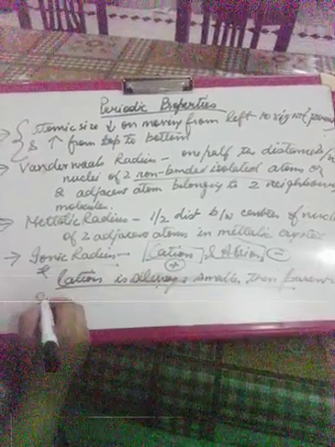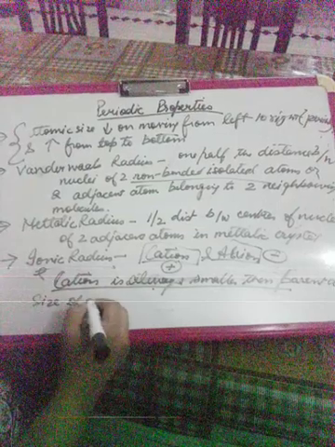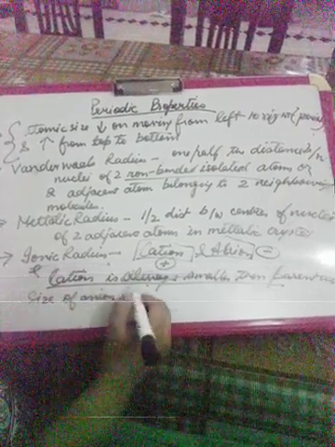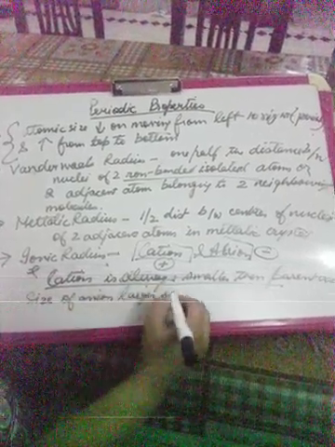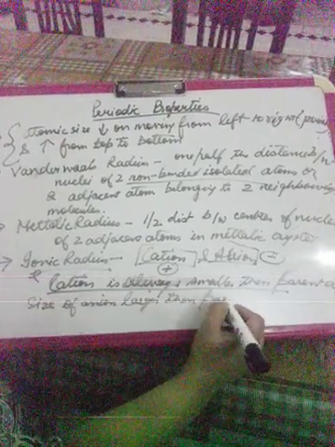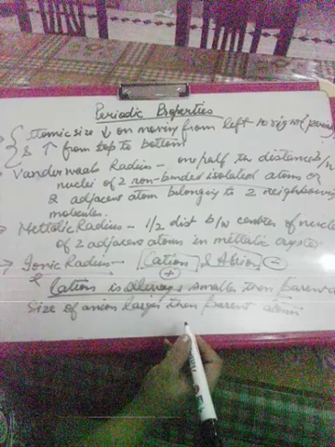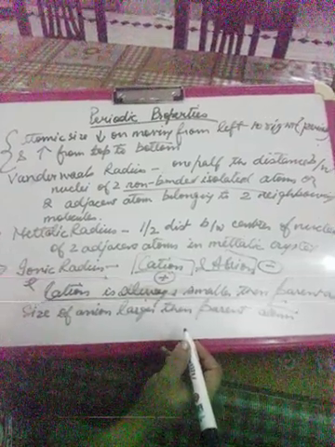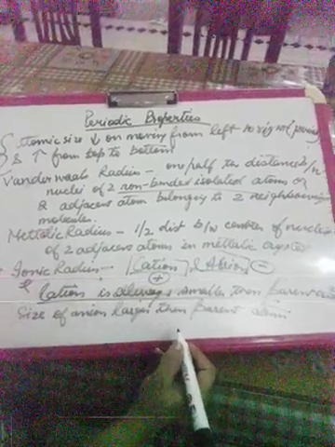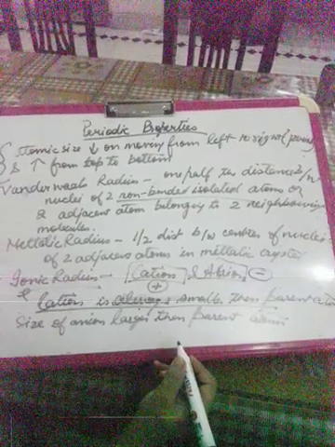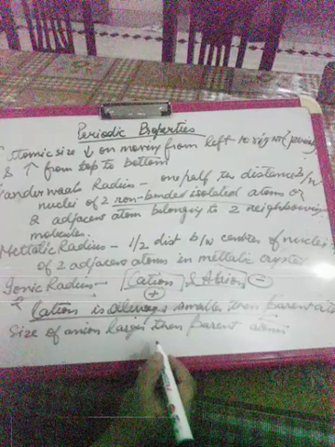On the other hand, if you talk about an anion, the size of an anion is always larger than the parent atom, because during its formation the effective nuclear charge decreases. When an electron is added, the effective nuclear charge per electron decreases, and so the size increases.